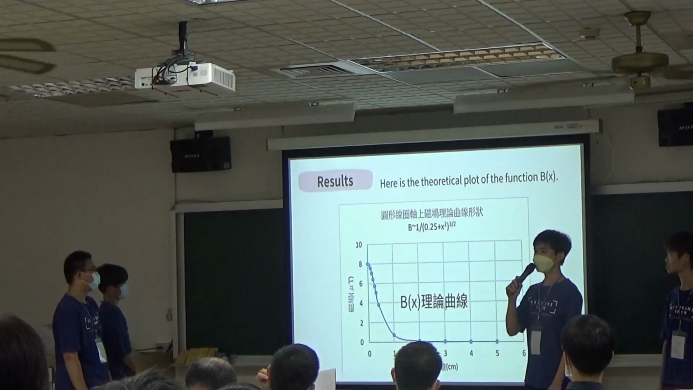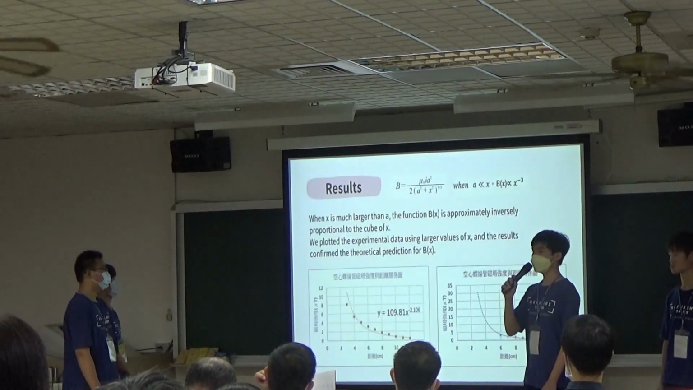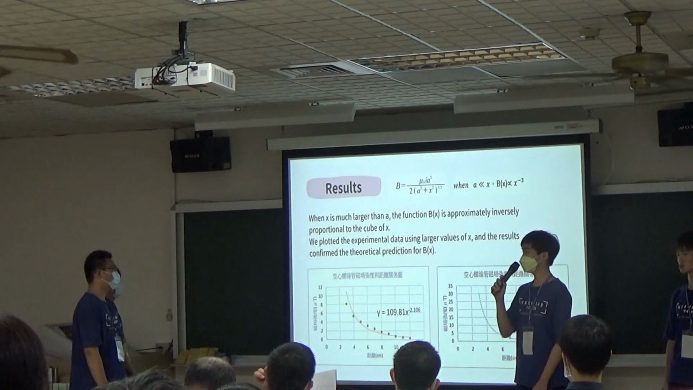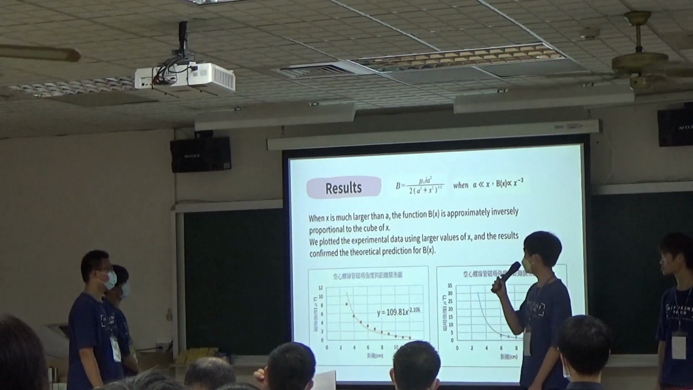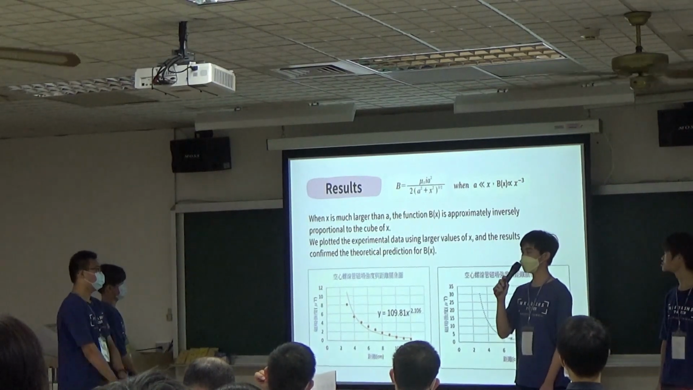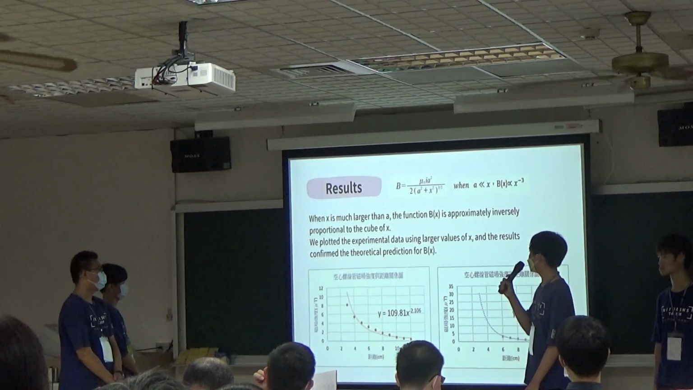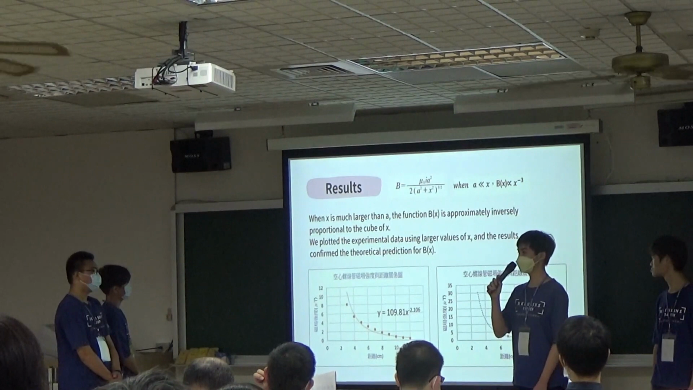Here is the theoretical plot of the function B of x. When x is much larger than a, the function B of x is approximately inversely proportional to the cube of x. We plotted the experimental data using larger values of x, and the result confirmed the theoretical prediction for B of x.